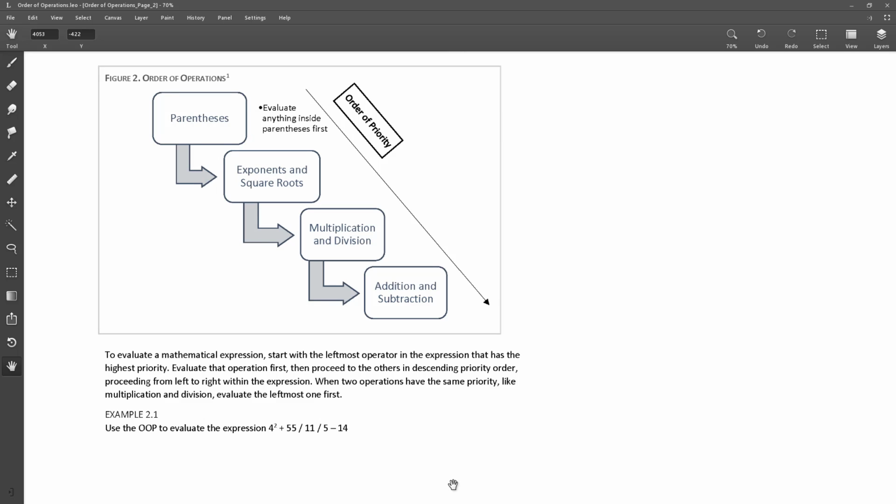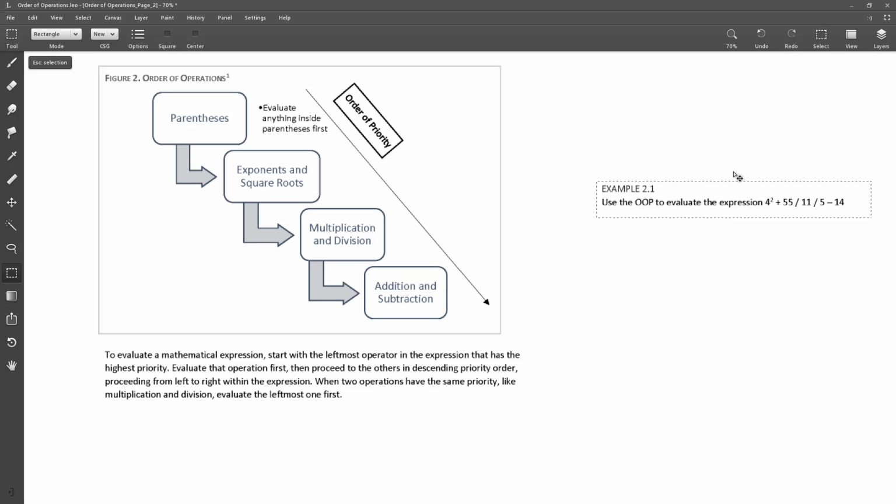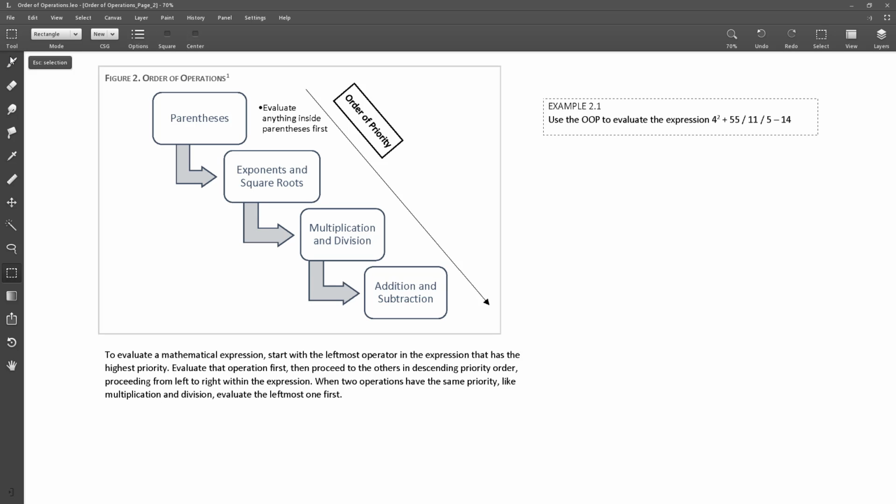Let's apply this set of directions to example 2.1. Example 2.1 says, use the order of operations to evaluate the expression 4 squared plus 55 divided by 11 divided by 5 minus 14. So, your blood might already be freezing at looking at something like this. It's okay. We're going to be able to look at it together.